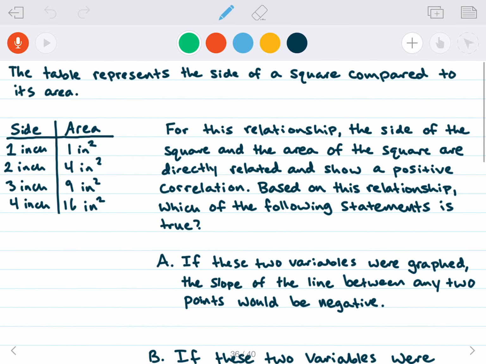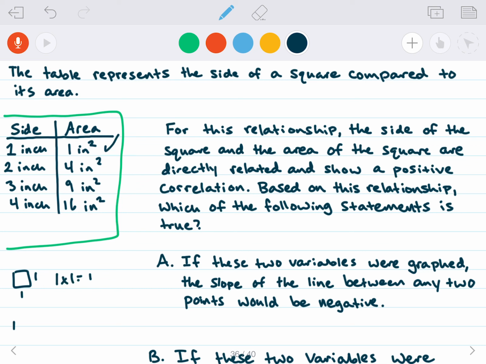All right, let's look at some examples here. So the table represents the side of a square compared to its area. So we have side compared to its area. The area of a square is length times width, or side times side. So this makes sense, right? If we have a square of 1 inch, then the area is 1 times 1, which is 1. So that checks out. 2 inches, 2 times 2 is 4, that checks out, and so forth. So that's the relationship between a square's side and its area.